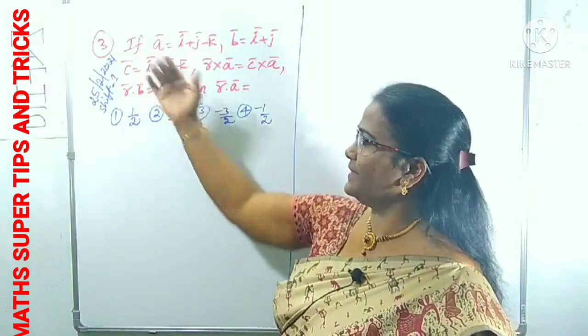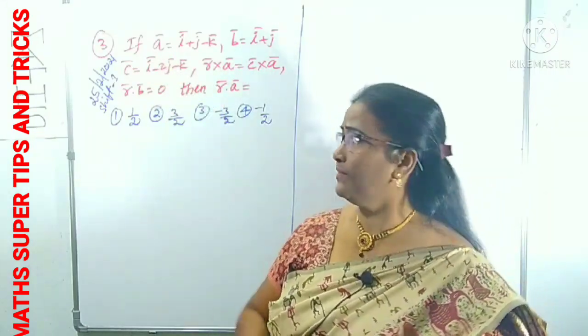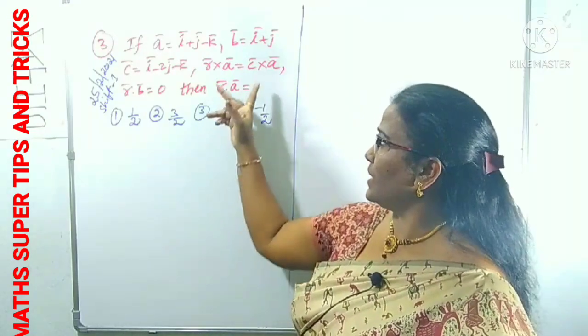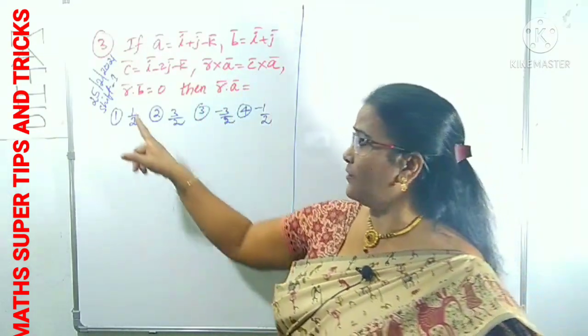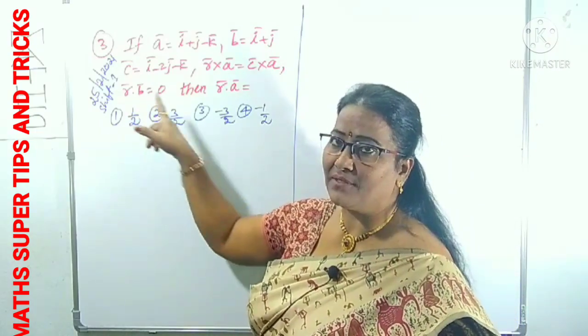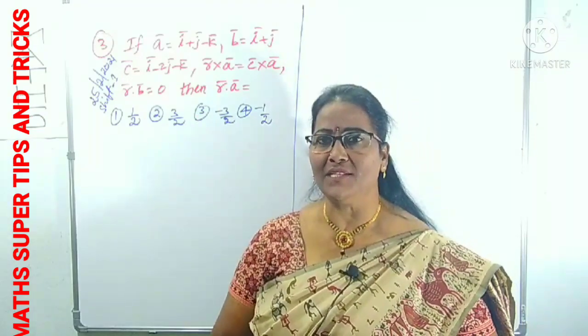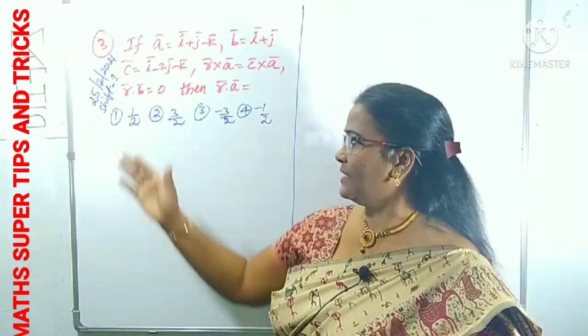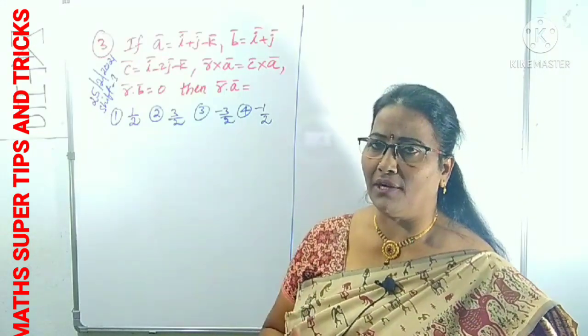So in this question, simply, what is given? A, B, C, three vectors are given. And also one of the equations, that is r cross A is equal to C cross A, is given. And one more equation, r dot B is equal to 0, is given. By using them, we can find out what r dot A is. There are 4 options, you know very well here. So how can you crack r dot A?